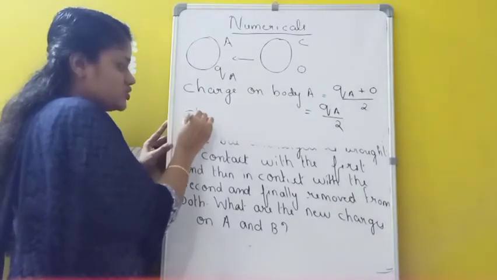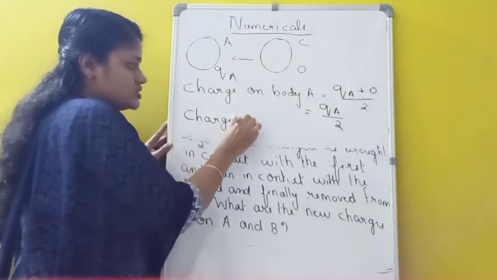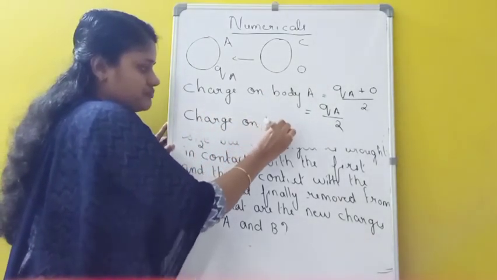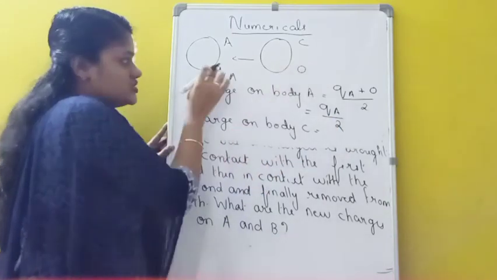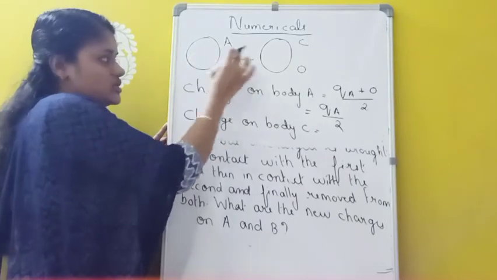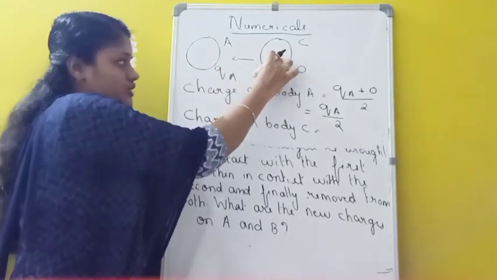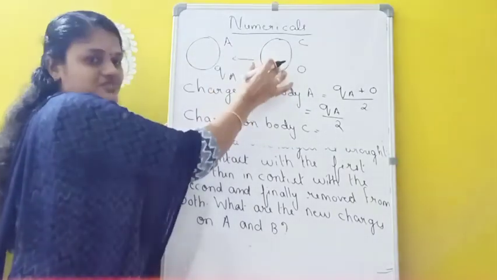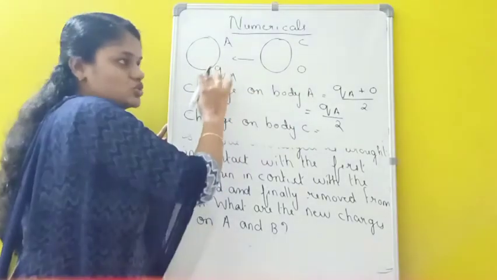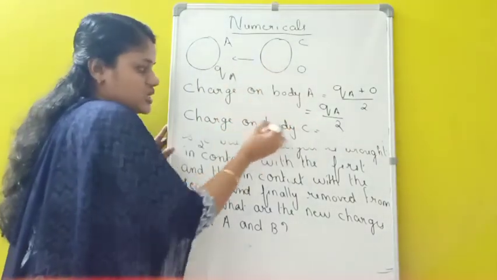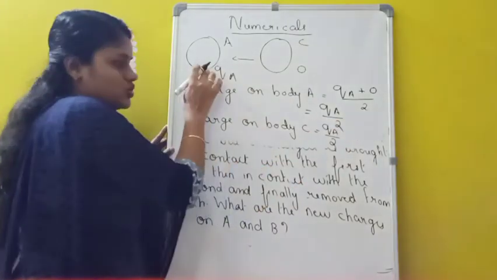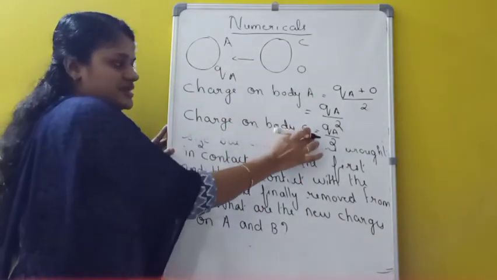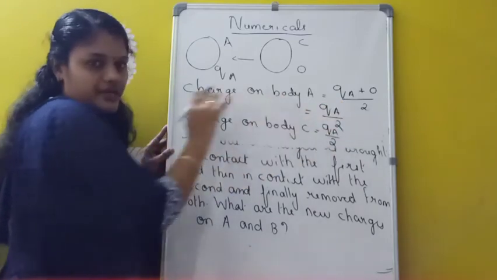Similarly, what is the charge on C now? Body C is also the same thing because they are sharing the charges. Initially only A is having charge. So when body C is brought in contact with A, both objects will be sharing the charges, which means both will be getting the same charge. So the charge on body C is also QA by 2. Now body A and body C have the same charge, QA by 2.